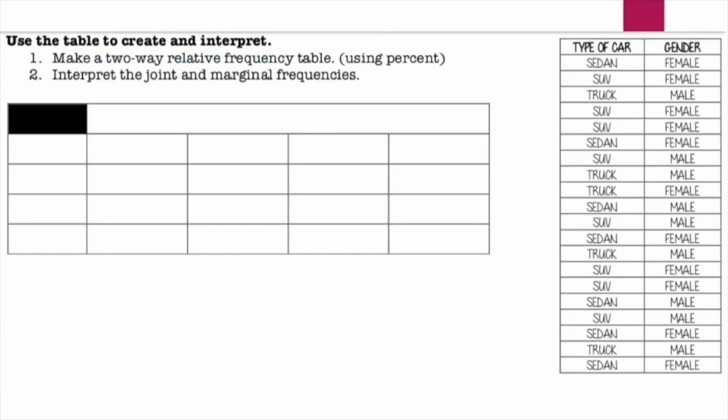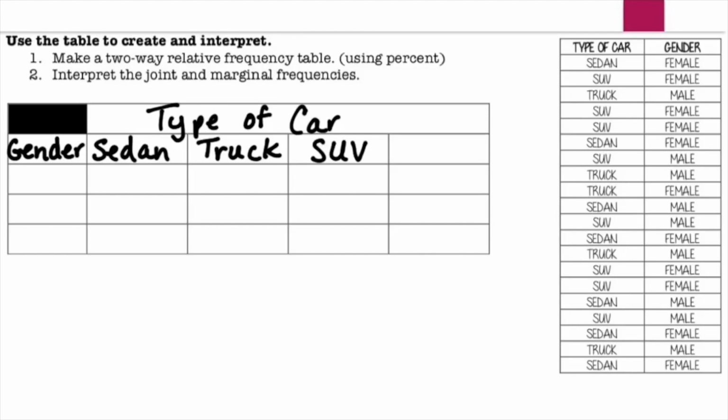All right, so for this one, it wants us to make a two-way frequency table using percent and interpret the joint and marginal frequencies. So you first want to set up the categories and your side categories. So we have the type of car, and then we have gender. So those are the two categories that we are talking about. That's a two-way frequency table. So we're talking about the gender and the type of car they choose. So we either have a sedan, a truck, or an SUV. And then the total is the far right-hand column. And then we have male and female. And then we're also going to have a total under that for each type of car they choose.